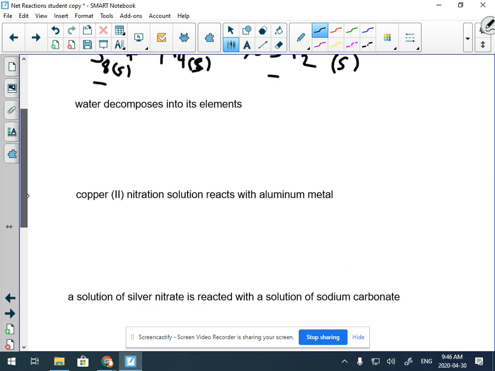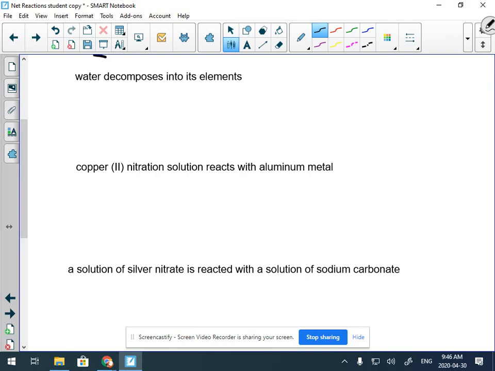Okay, next one. Water decomposes into its elements. So this is a decomp. All right, so water into its elements. What is water made of? Hydrogen and oxygen. Now, I'm forgetting some stuff. Hydrogen and oxygen by themselves as elements, not when they're connected to other stuff, just by themselves, are 2s.